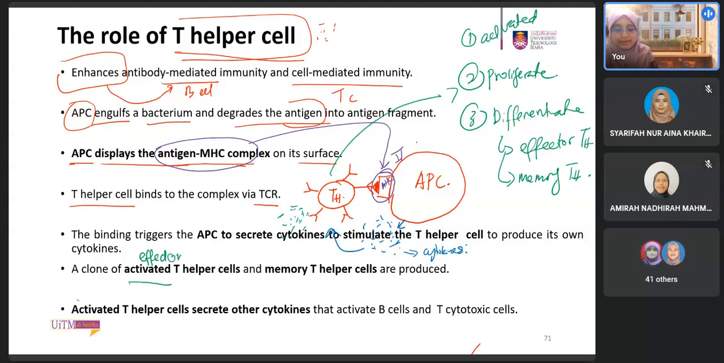Okay, activated T helper cell secrete another cytokines that activate B cells and T cytotoxic T cell. Okay, so the cytokines released by the helper T cell, fungsi dia activate itself and activate B cell and also activate cytotoxic T cell. Okay, so that is the function of the cytokines. It is a signaling molecules.